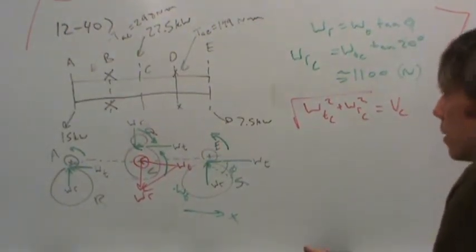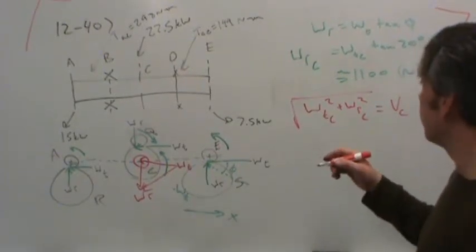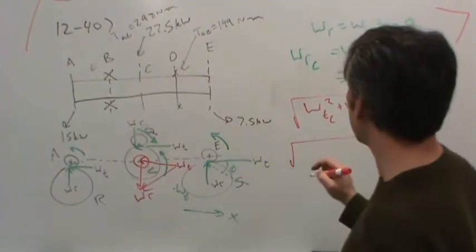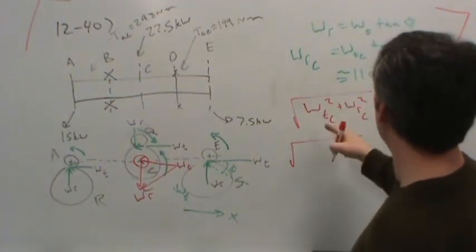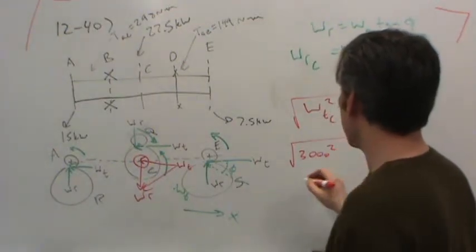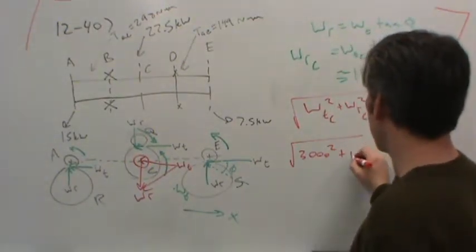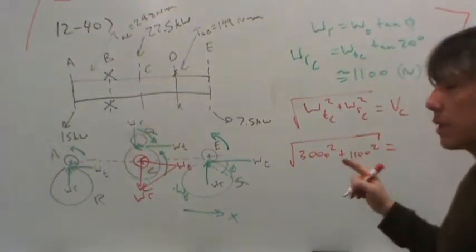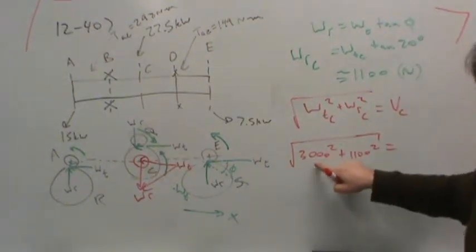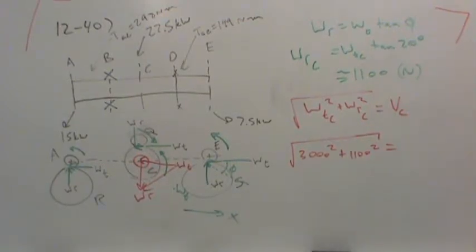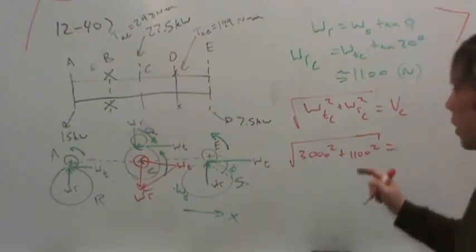Okay, let's pause the video. Actually, let's plug in the numbers because we've got them, and you grab your calculator. So W sub TC was about 3,000 or so. It's okay to use round numbers, and then in the spreadsheet, see that the number comes out close. WT sub C is about 3,000, WR sub C is about 1,100. So just take the square root of the sum of the squares of those two, and we'll see what we've got for the shear at C.